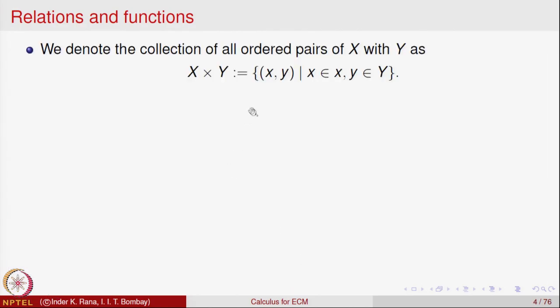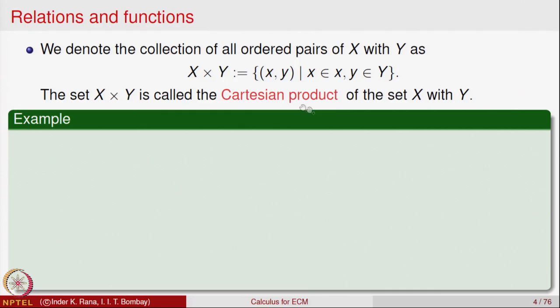The set of all ordered pairs is denoted by X times Y, or X cross Y. So, X cross Y is the set of all ordered pairs of elements of X and of Y. This set is called the Cartesian product of the set X and Y, or better, the Cartesian product of the set X with Y, because there is an order. So, we should be careful, right.